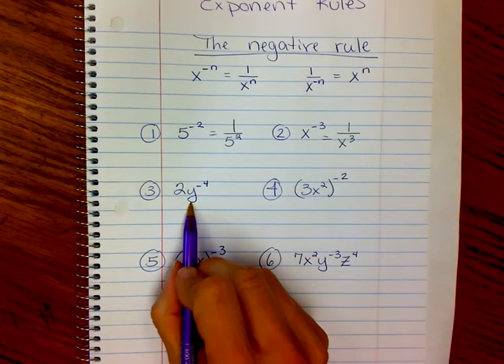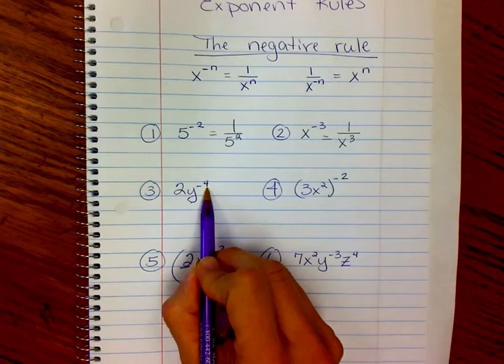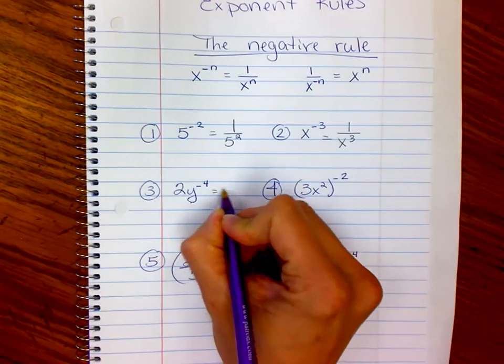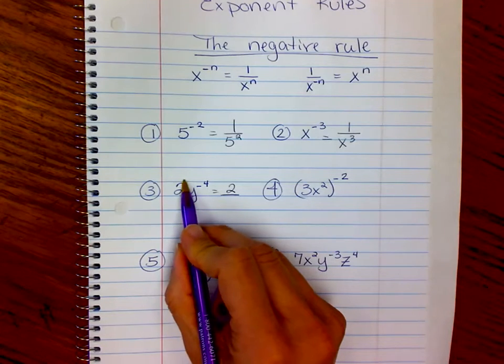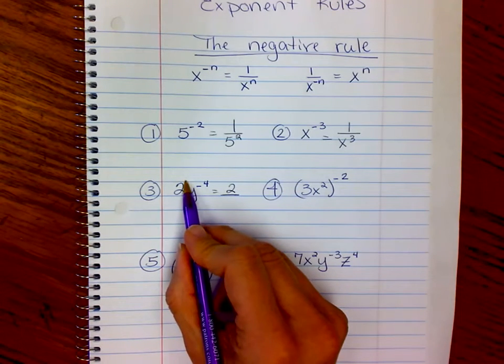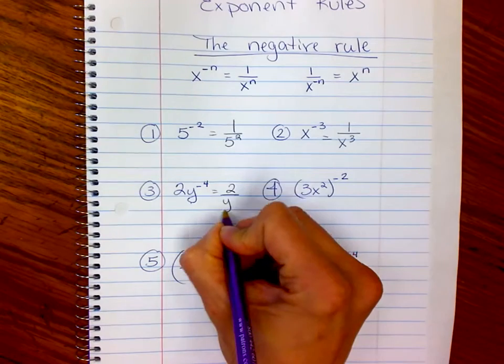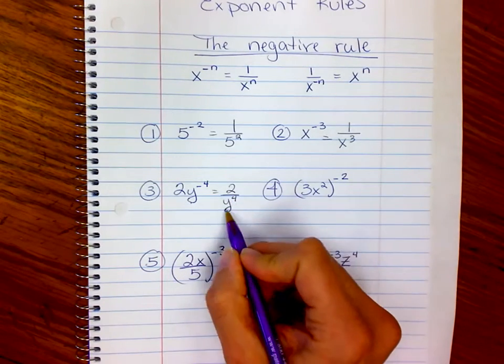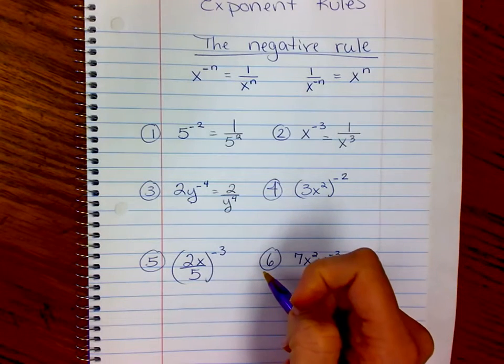In this example here, you'll notice that only the y is raised to the negative power. So the 2, I don't need a placeholder here because the 2 stays up in the numerator because there was no negative exponent on that to tell me to move it. Y to the negative 4, the y and the 4 stay in the same positions. The negative simply goes away as I move it down.